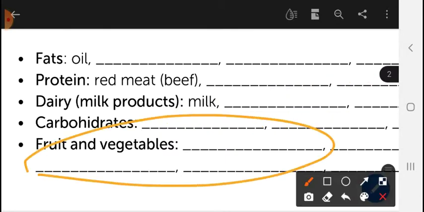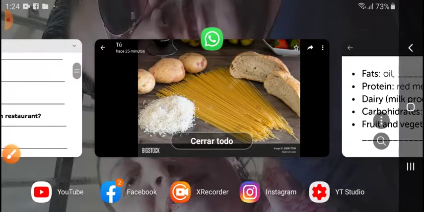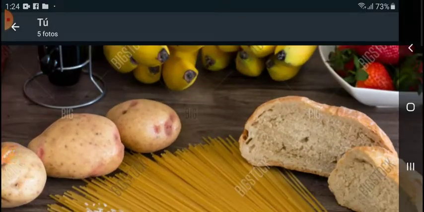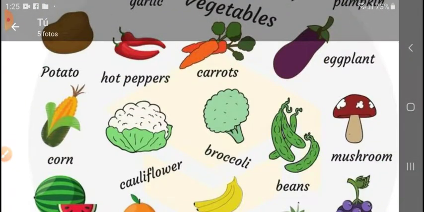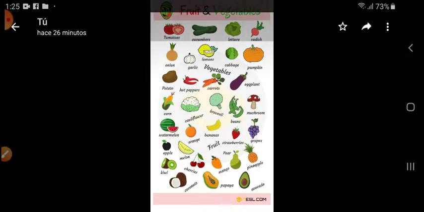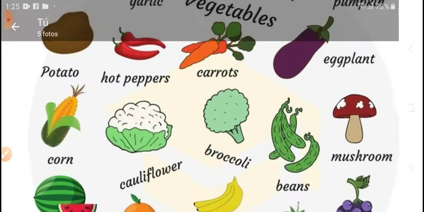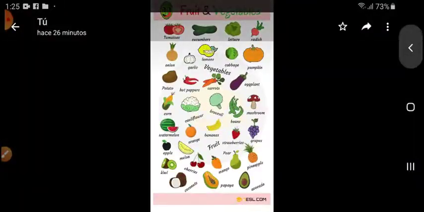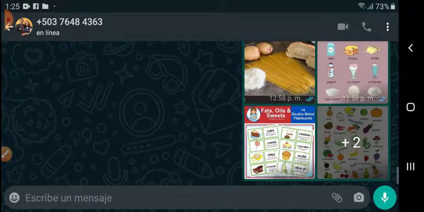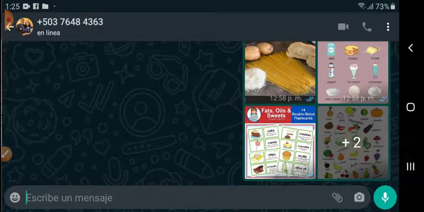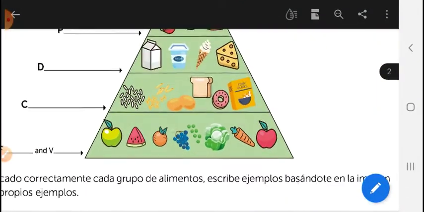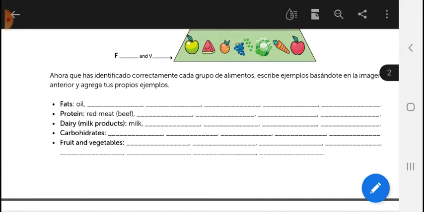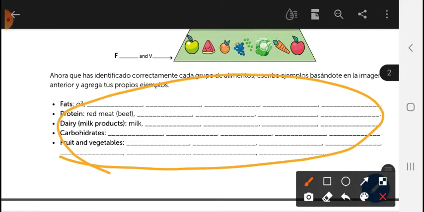Fruits and vegetables. You have to write examples of fruits and vegetables. For example, here I have some fruits and vegetables that you can write there. See? These are examples of fruits and vegetables. If you want, you can take a screenshot of these pictures, or you can ask me to send it to your WhatsApp if you need more examples of that, okay? So you have to write examples of each group category.